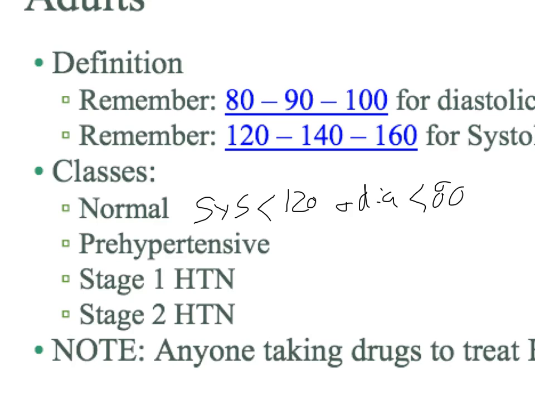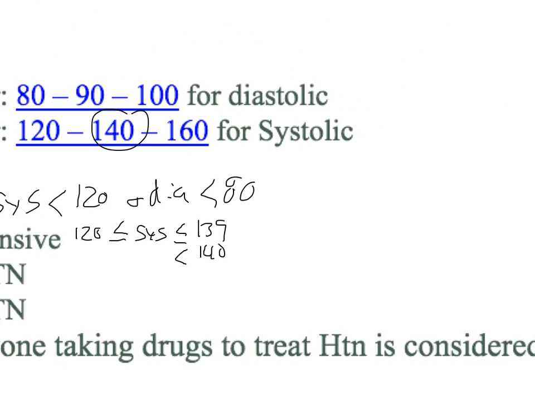And then prehypertensive, we're going to say that 120 is less than or equal to systolic, which is less than or equal to 139. Or I could have just put the less than sign and put 140, so that's the key number there. And for the diastolic pressure, we're going to say that 80 is less than or equal to the diastolic, which is less than 90.